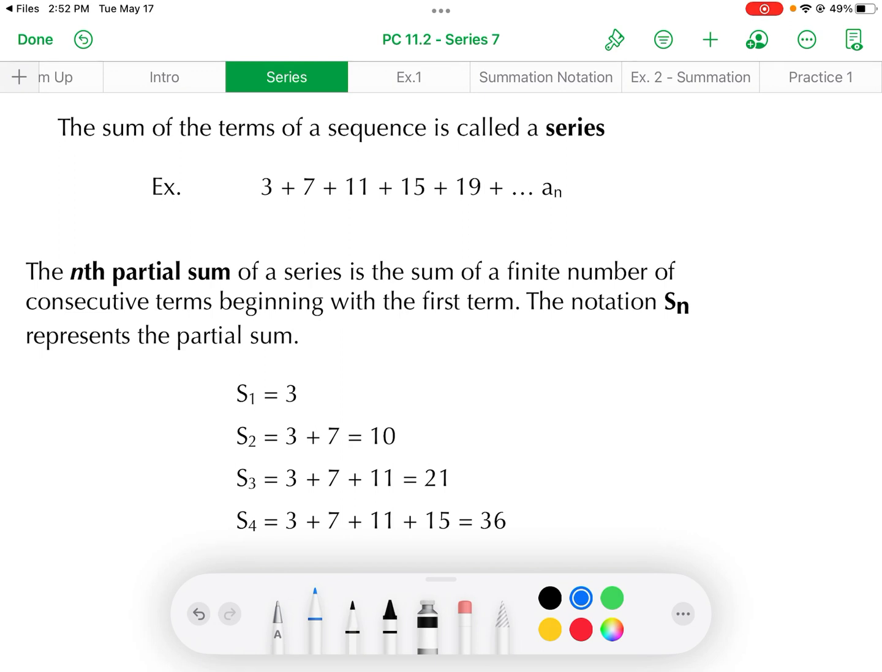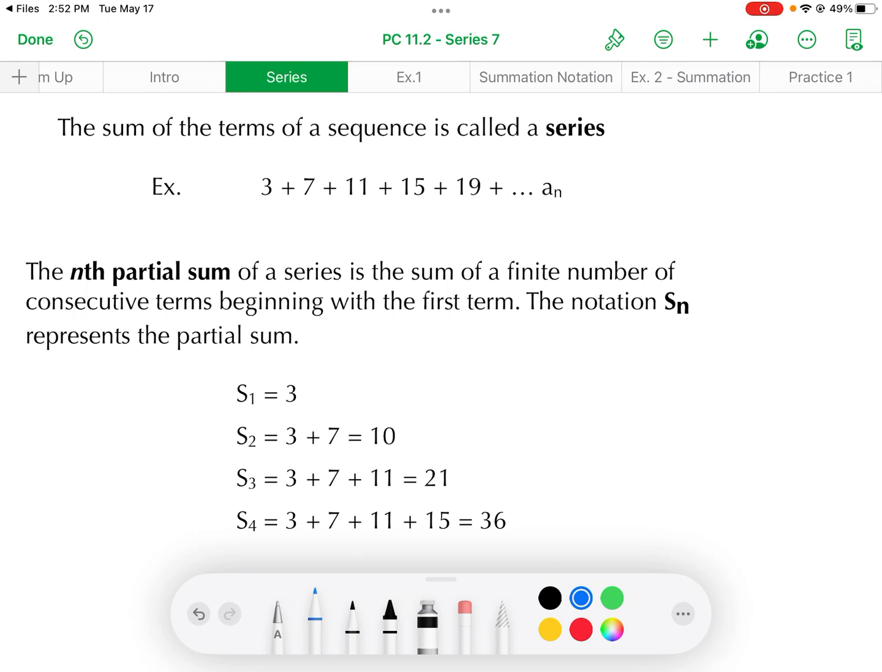We're going to primarily be working with partial sums. The nth partial sum of a series is nothing more than the sum of a finite number of consecutive terms beginning with the first term. And notation matters here. We will represent our sum with a capital letter S. So when you see S sub n, that represents your partial sum.